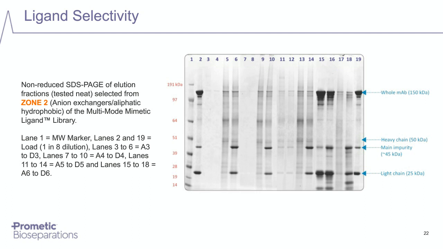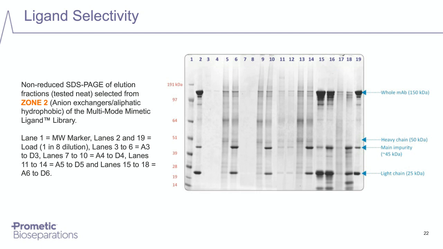So there's a band here at around 45 kilodaltons that is a breakdown product of the heavy chain, and we can see the excess light chain at around 25 kilodaltons. And so some of these ligands are not binding the antibody. The whole antibody is much higher up the gel there at 150 kilodaltons. But some of these ligands are not binding the whole antibody, but they are binding host cell protein and they are binding the antibody-related impurities. So they're quite interesting ligands, and we'll be looking at those in a bit more detail in the next few slides.